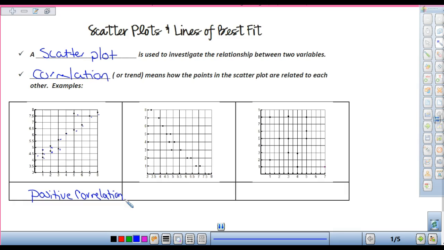My next one would be what kind of a correlation? Negative. A negative correlation. And this guy, when my dots are just kind of scattered all over the place, we just call it no correlation. Because it's not quite like slope when we're talking about correlation.